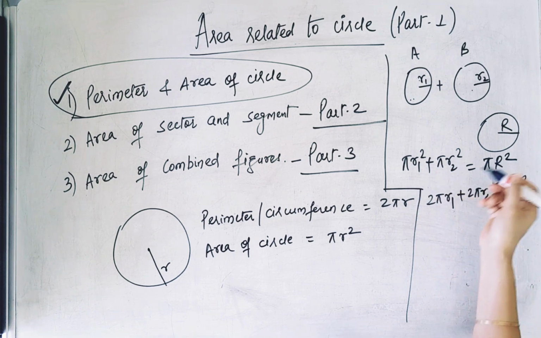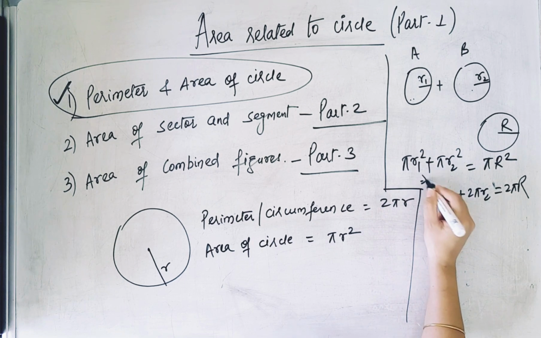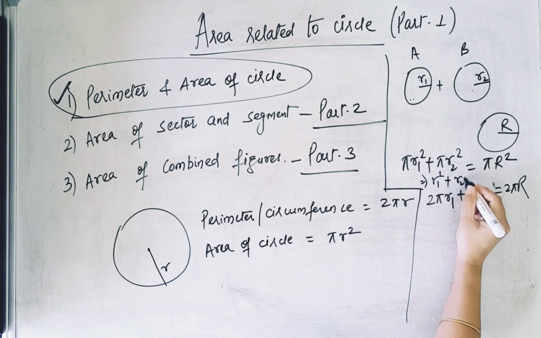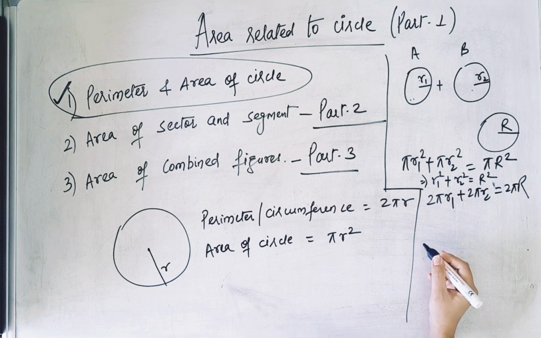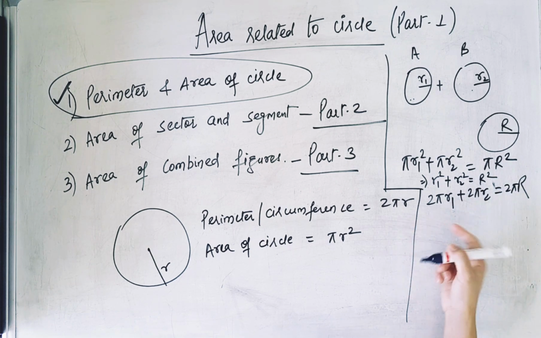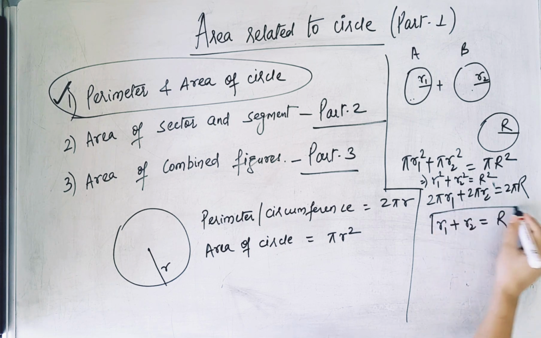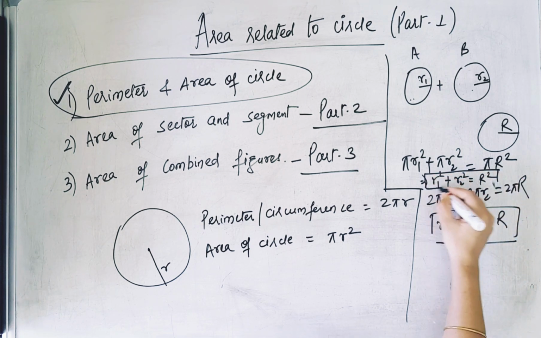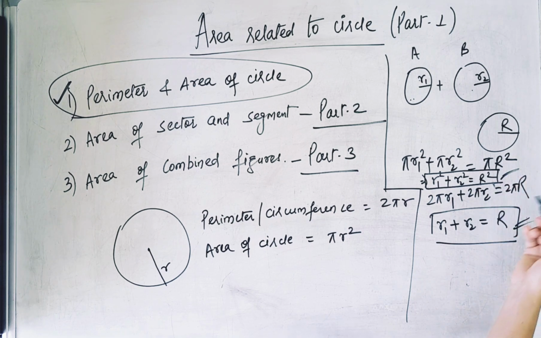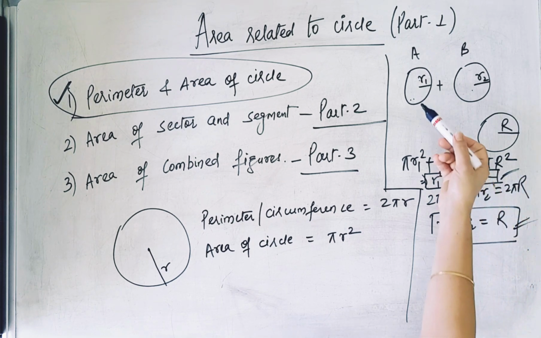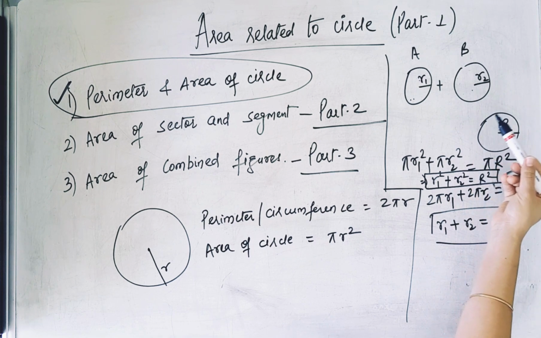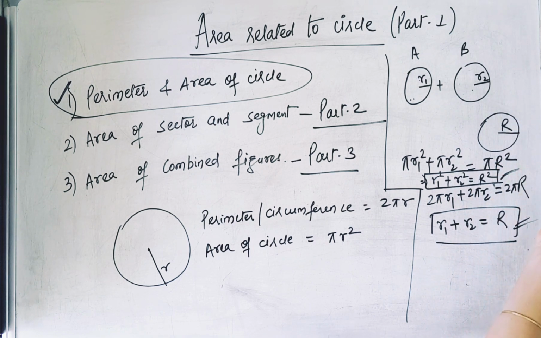Now in this case we take pi as common, and thus we get r1 square plus r2 square equal capital R square. In this case we'll take 2 pi common, so the answer will be r1 plus r2 equal capital R. So this is a short formula which we can apply if they are saying area of the combined, meaning we have taken two circles and we have to find the radius of the third circle, then we can directly apply these formulas. Now we'll look at the questions related to this concept only.